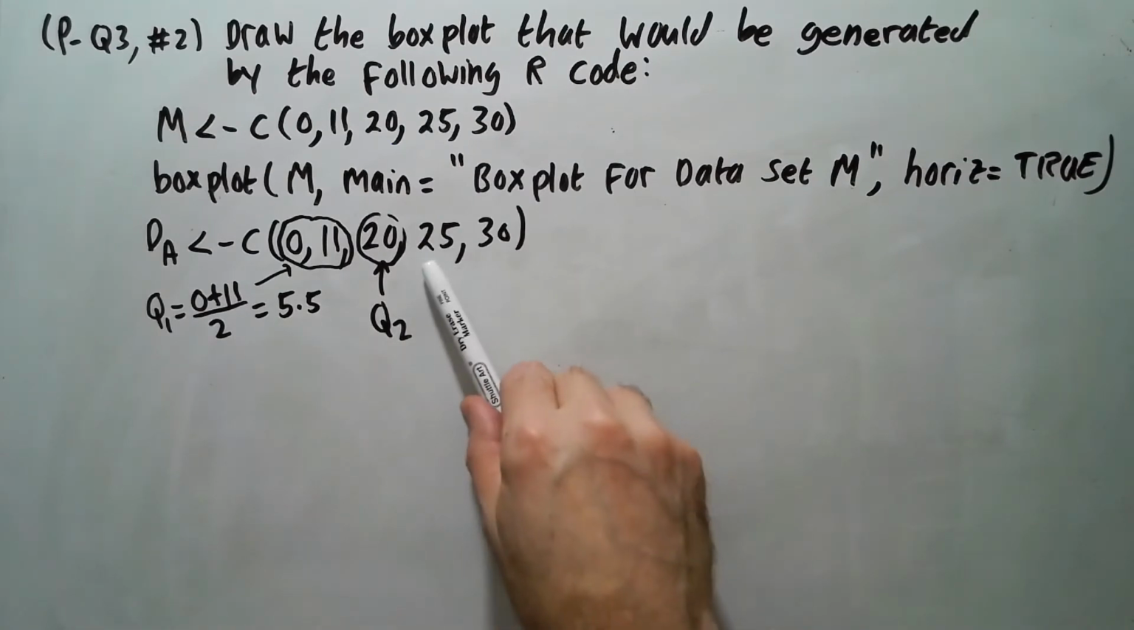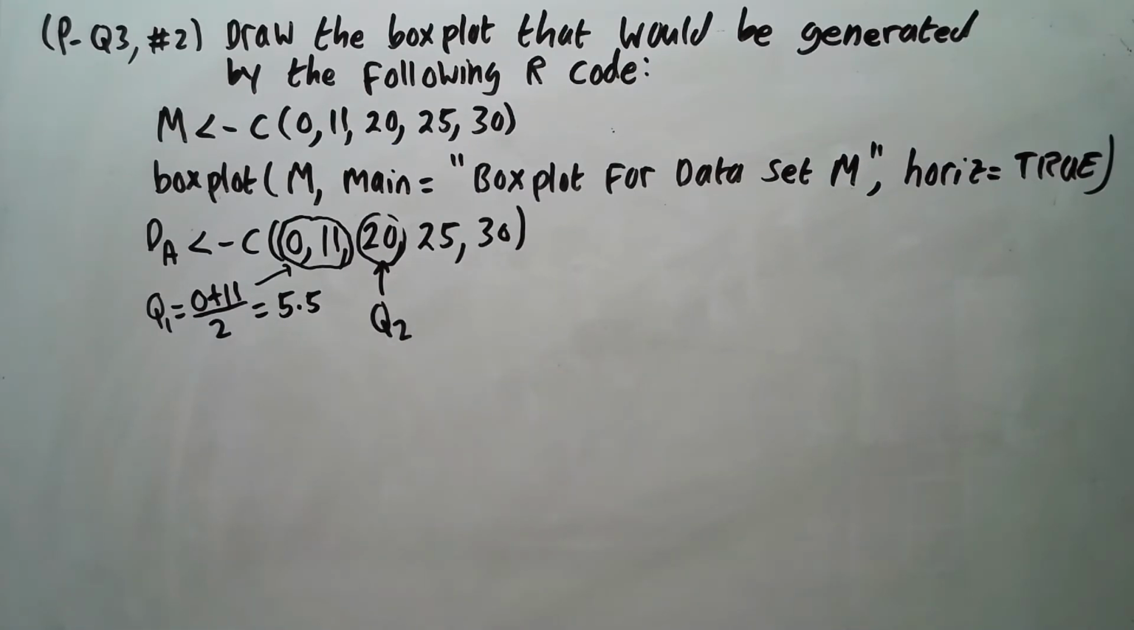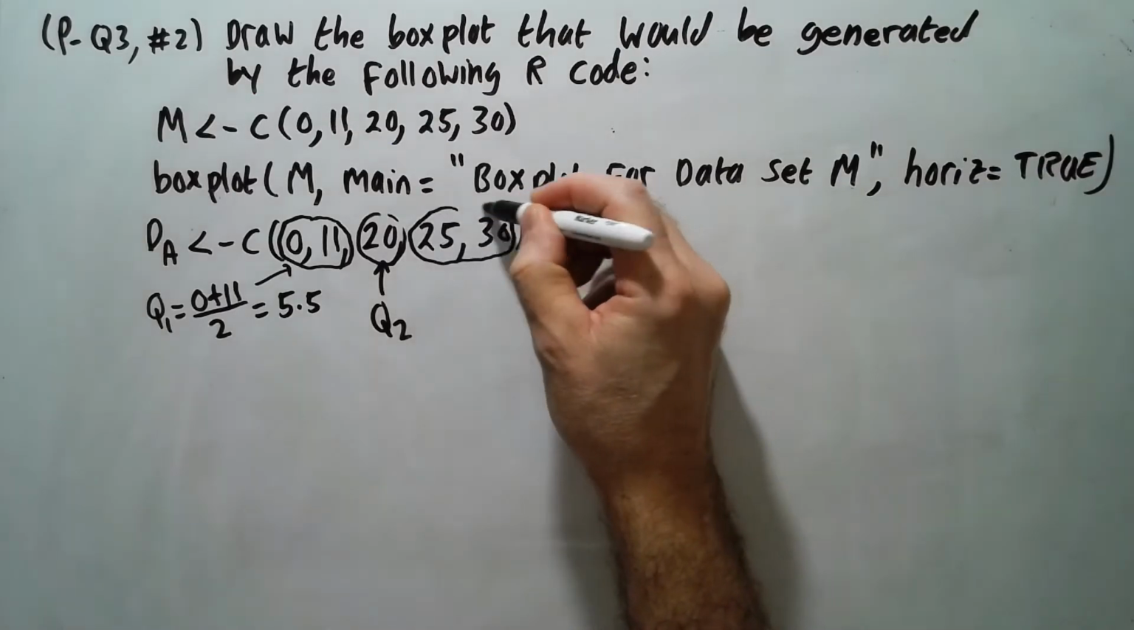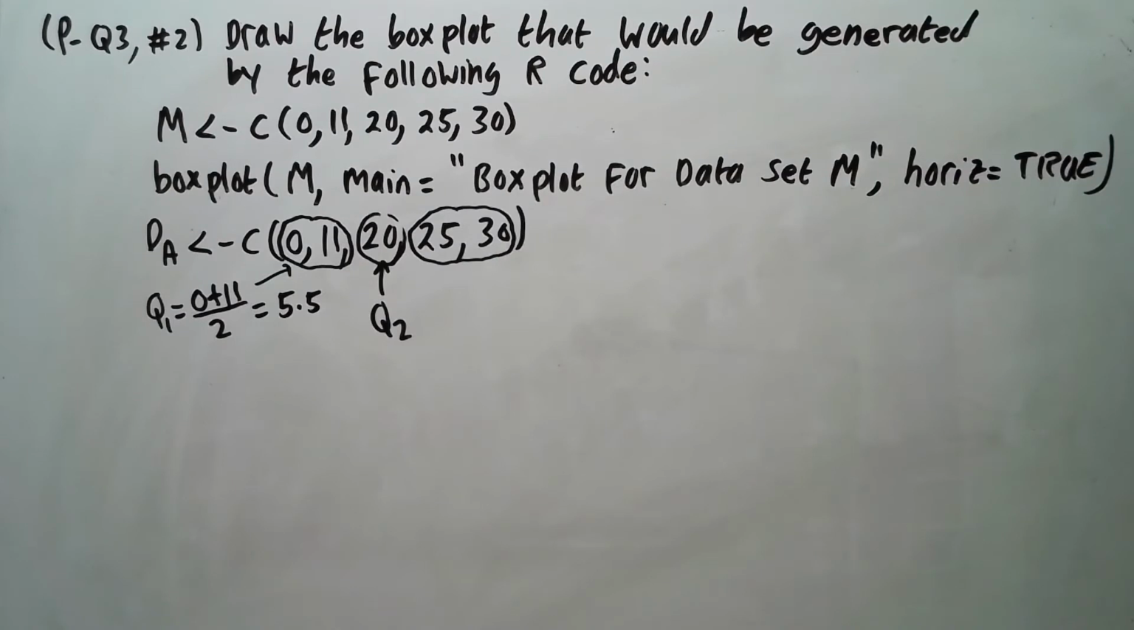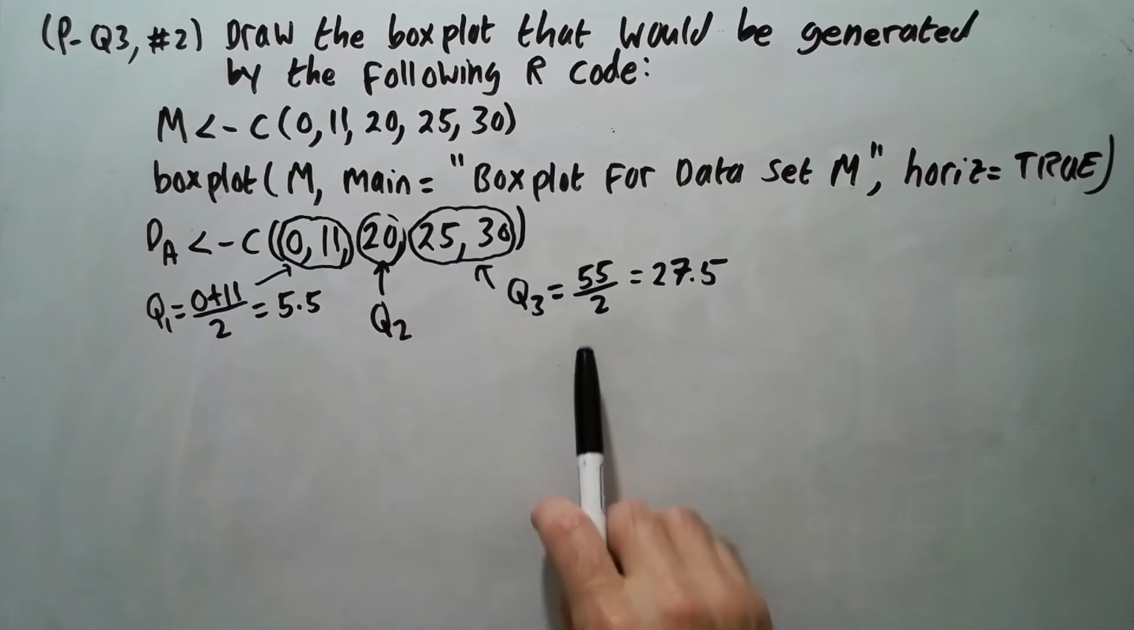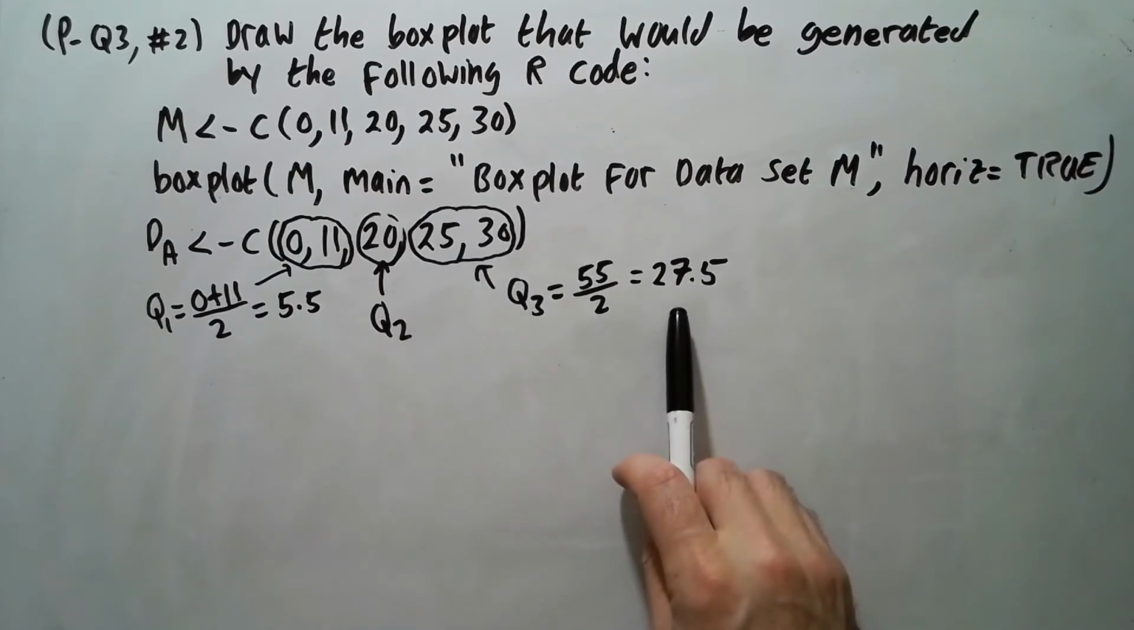And my Q3, we got these two guys here we're considering, so we're going to have to add them and divide by 2. So it'll be 25 plus 30 over 2. So let me do that. So doing that, we get then, our Q3 would be 25 plus 30 over 2, so it's going to be 55 over 2. So it'll be 27.5.